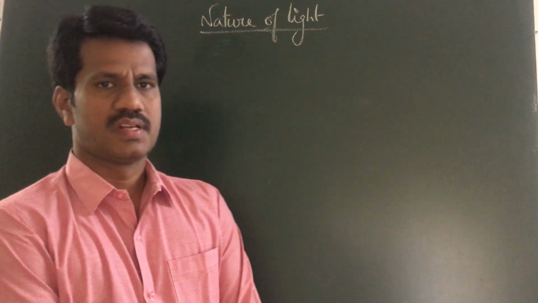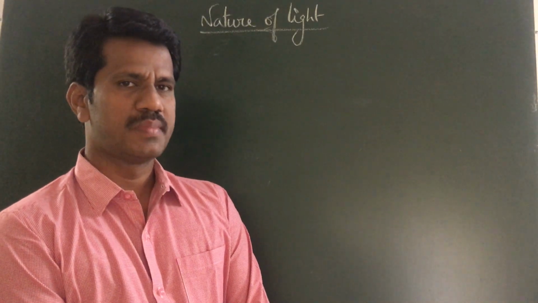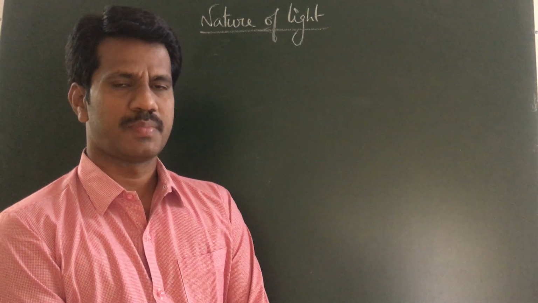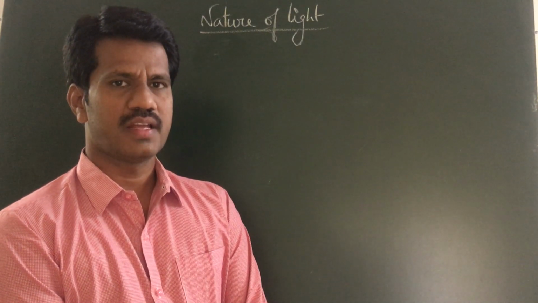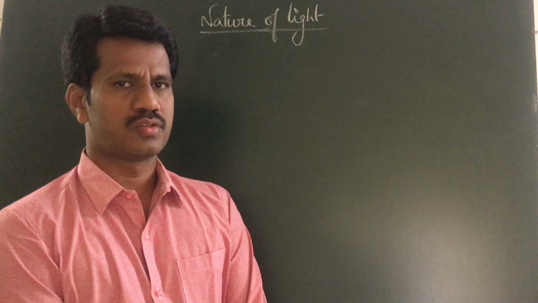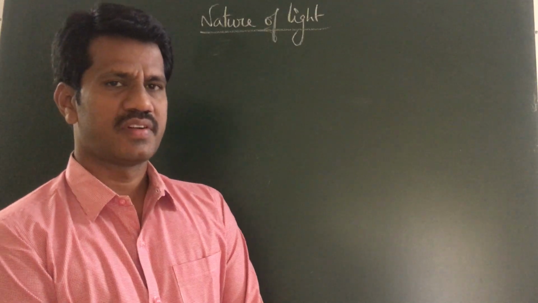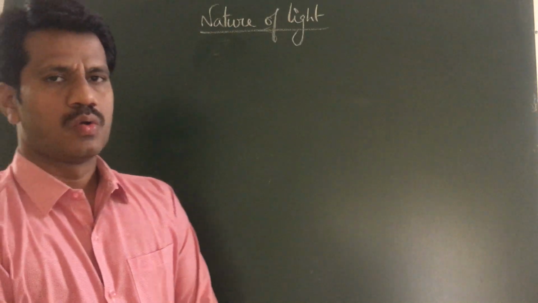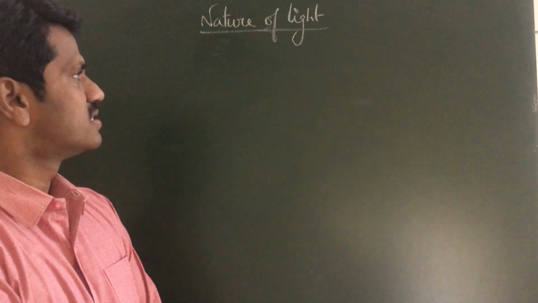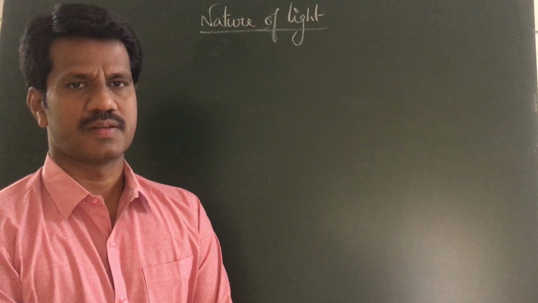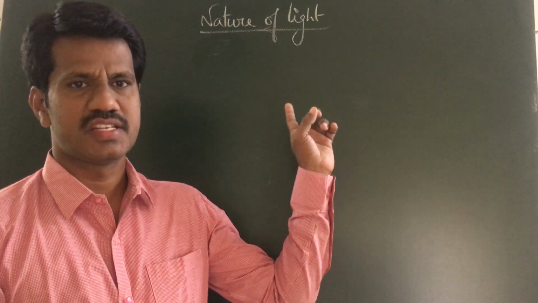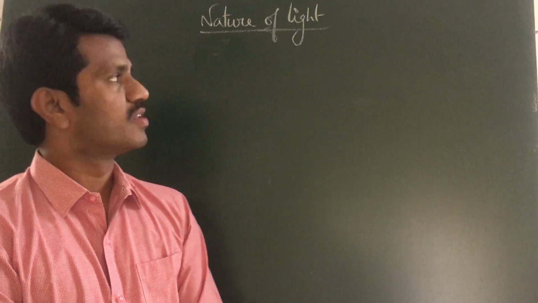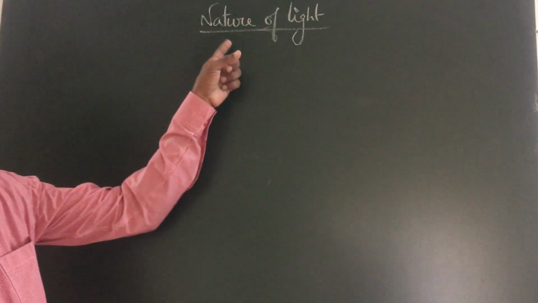So, last class we discussed the pigments. In the plant pigments, chlorophyll A, chlorophyll B, carotenes, and xanthophylls are grouped under different classes. So which type of light does the plant absorb for photosynthesis? That is the nature of light. So keep the heading nature of light.